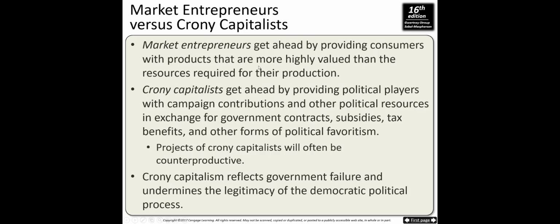So we need to compare market entrepreneurs and crony capitalists. Market entrepreneurs get ahead by providing consumers with products that are more highly valued than the resources required for their production. Crony capitalists, on the other hand, get ahead by providing political players with campaign contributions and other political resources in exchange for government contracts, subsidies, tax benefits, and other forms of political favoritism. Projects of crony capitalists will often be counterproductive. Crony capitalism reflects government failure and undermines the legitimacy of the democratic political process.